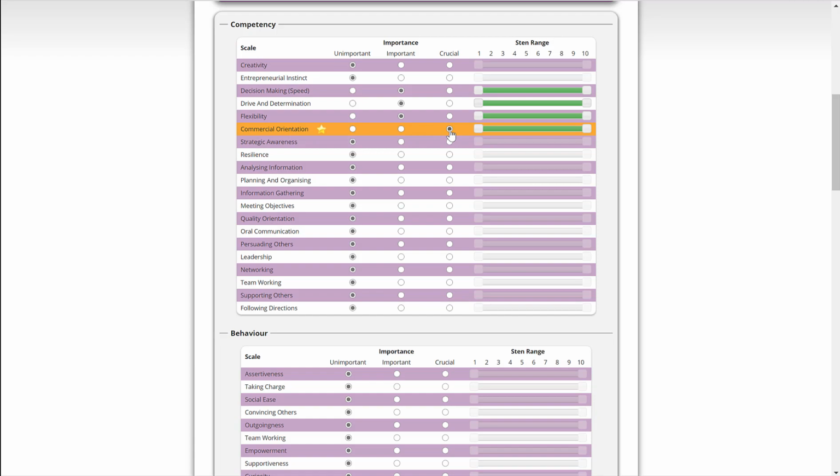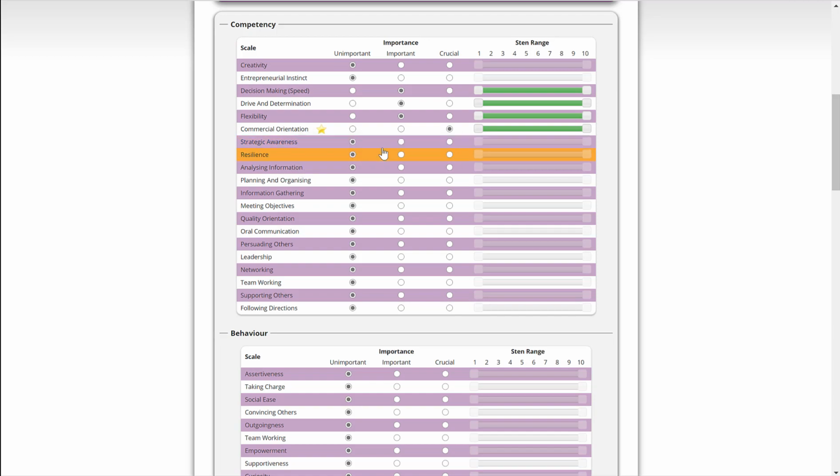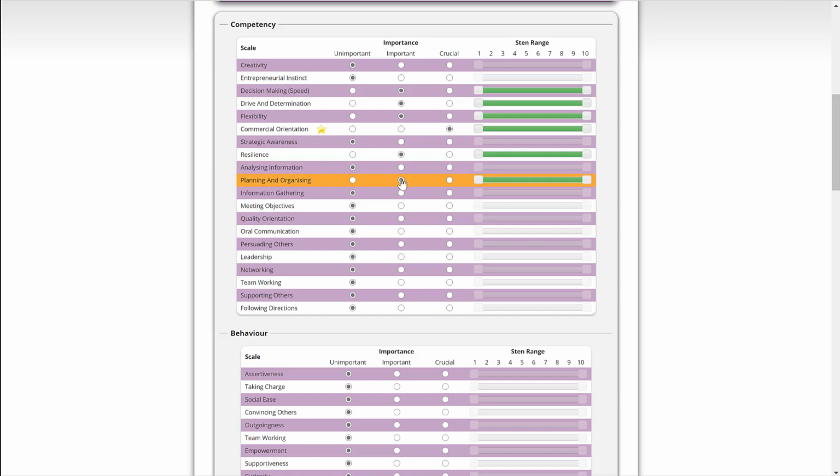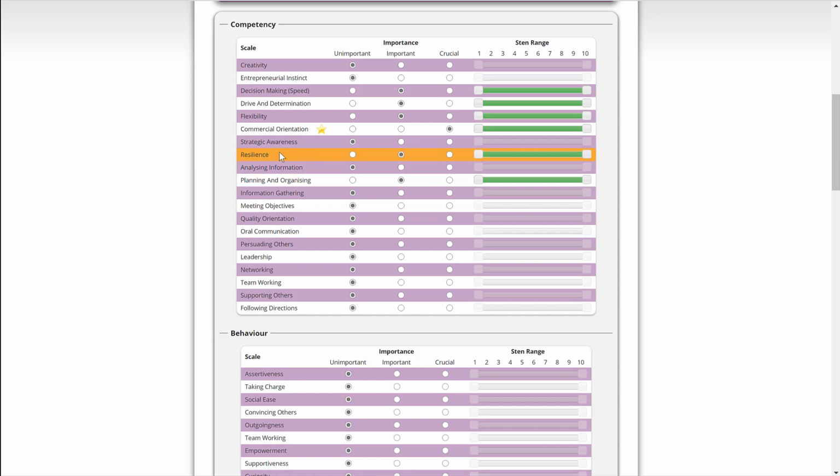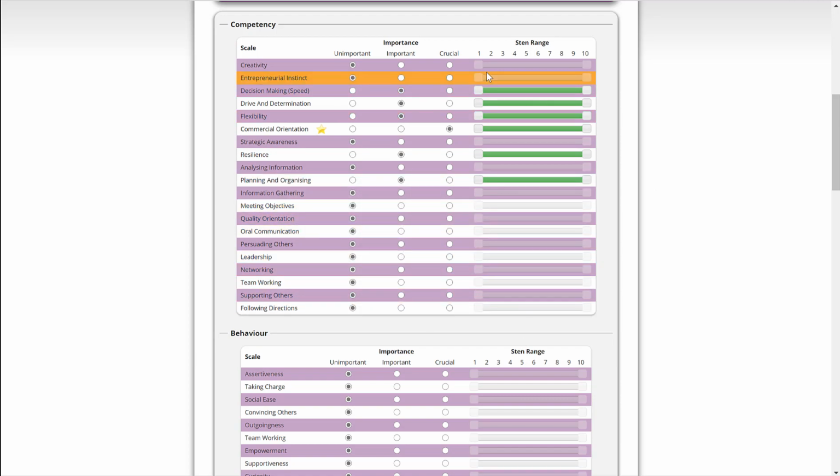By suggesting it's crucial, it gets an additional weighting of importance. Strategic awareness, not really. Resilience, yes. Analyzing information, no. Planning and organizing, important, and so on. Okay, so I'm just going to stop there, but you would continue all the way down. Now, as you can see on the right side here, we have another task.